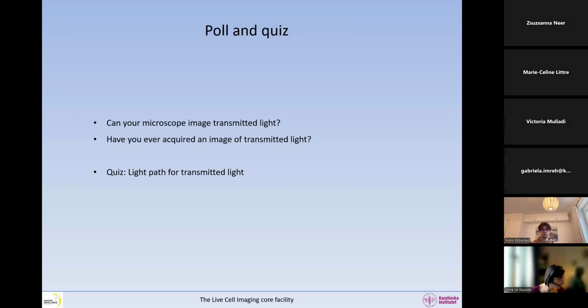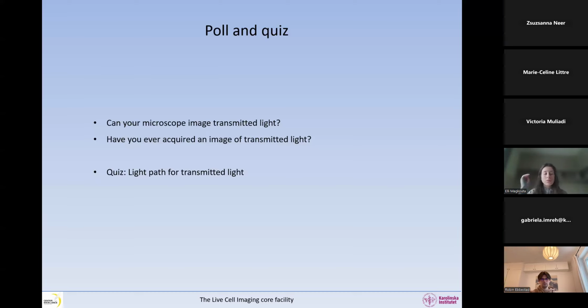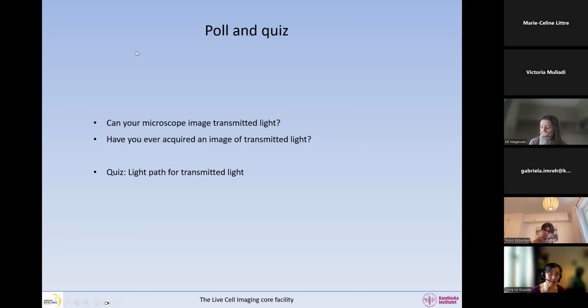Yes? So quite a lot of people have acquired transmitted light images. Transmitted light images are fantastic to put the fluorescence in the context of the tissue or the cells. So it is very useful.